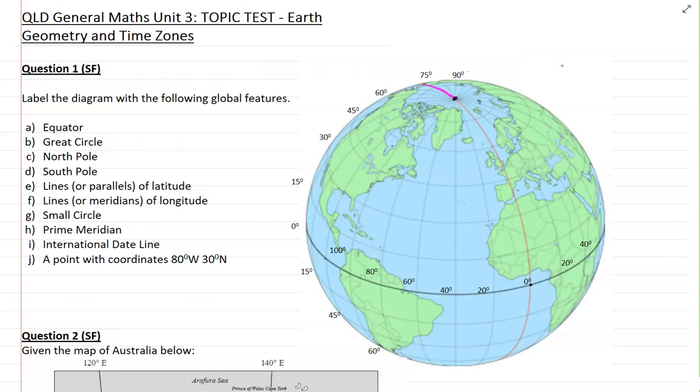Alright, question 1, simple familiar. Label the diagram with the following global features. So find where the equator is, what's a great circle, and where would be an example of one on the globe. Where's the North Pole, South Pole? Show me a line of latitude, a line of longitude. What would be a small circle example on the globe? Where's the prime meridian? Where's the international date line? And find me a point where the coordinates are 80 degrees west and 30 degrees north. Press pause and have a go.